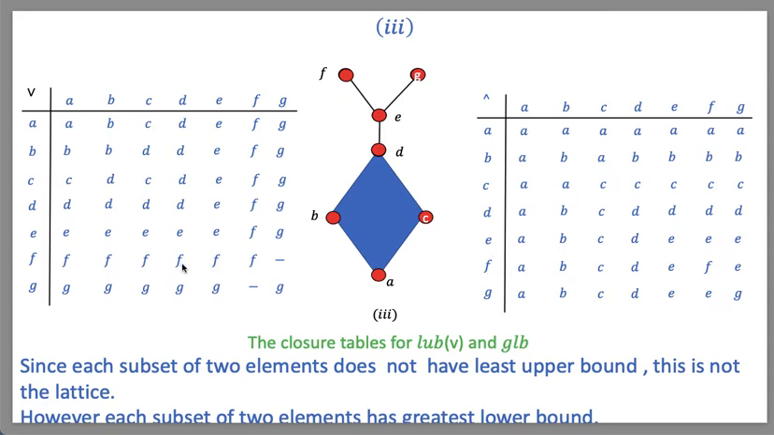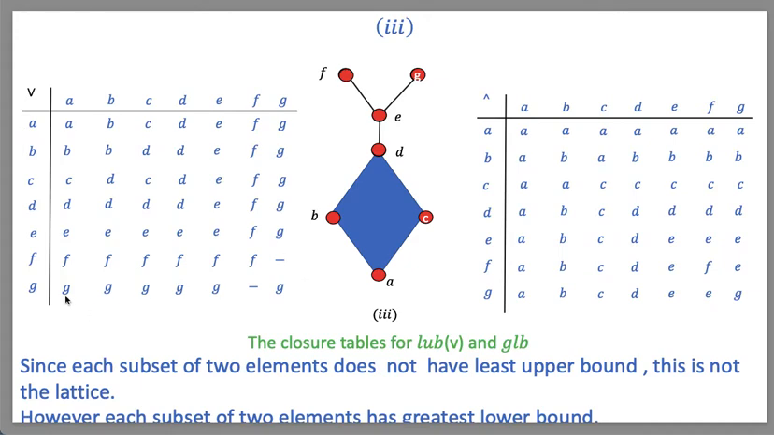Now with F, least upper bound of F and A is F. Least upper bound of F and B is F. F and C is F. F and D is F. F and E is F. F and F is F. And F and G, there is no least upper bound for F and G. So, least upper bound of F and G does not exist.